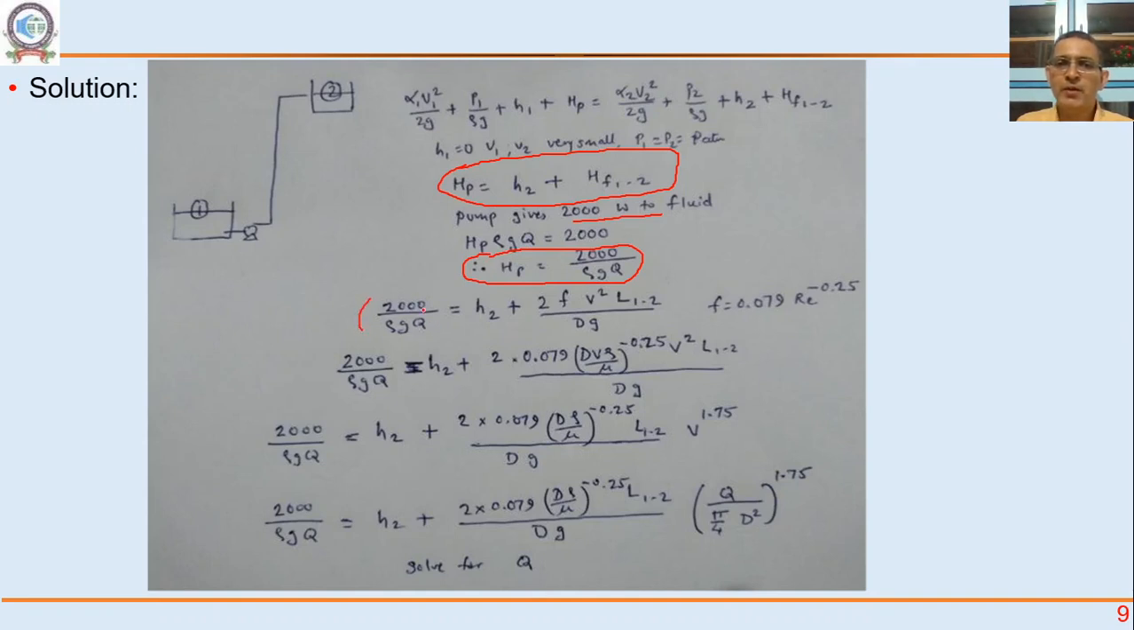2000 divided by rho g Q must be equal to H2 plus this HF, 2f V square L by d g. And if we take a smooth pipe, we can substitute that. Now everything we know here. Rho we know, g we know, H2 we know, 10, D we know, mu we know, L is known. The only unknown is this flow rate. So solve it, let's say using Excel or a calculator. That is what flow rate will come. You will get an answer in meter cube per second. Do this for yourself. Compare your answer with your friends.